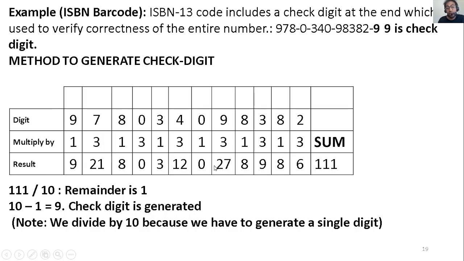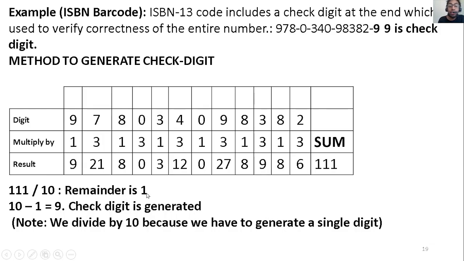Now we calculate the sum of the results from multiplying these values. 9 plus 21 plus 8 plus 3 plus 12 and so on gives us the sum 111. Now we have to generate a single digit. In order to do that, we divide the number by 10 and take the remainder. Let's see. We divide 111 by 10. We get 10 multiplied by 11 is 110, and the remainder we get is 1.